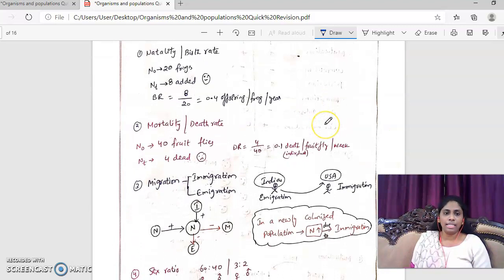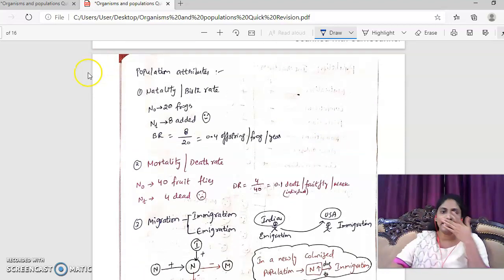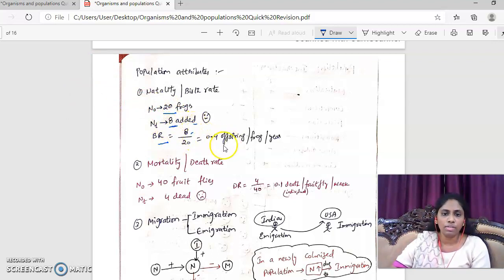Now population attributes. Let us see, natality is otherwise birth rate. Let's say initially there were 20 frogs and 8 new are added. So birth rate becomes new by old, which is 0.4 offsprings per frog per year. Now mortality is death rate. Let's say initially there are 40 fruit flies. Now 4 fruit flies are dead. And so death rate is new by old, 4 by 40, which is 0.1 death per fruit fly per week.